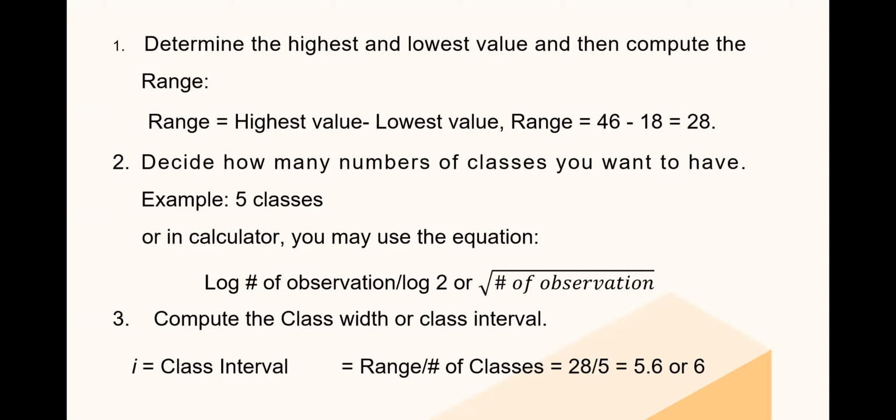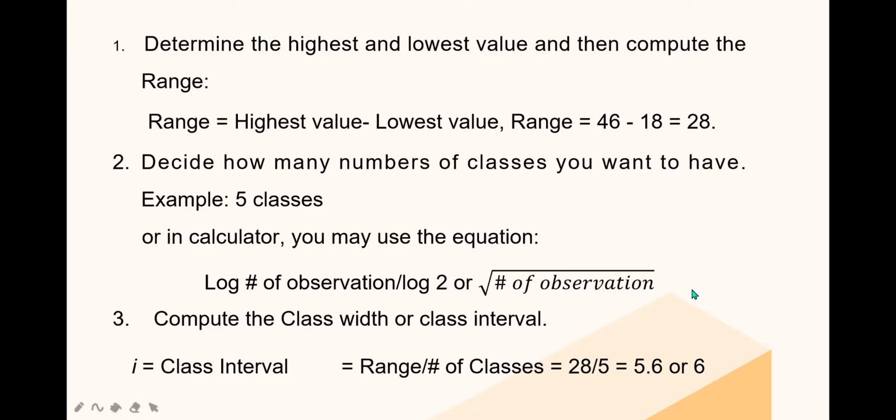Next is how to compute the class width or class interval. I'm going to show you later. So I is equal to the class interval. To get this, just divide the range by the number of classes. The range is 28 and the number of classes is 5. So 28 divided by 5 is equal to 5.6, and again, round up, that is 6. Meaning our class interval is 6, our number of classes is 5, and our range is 28.